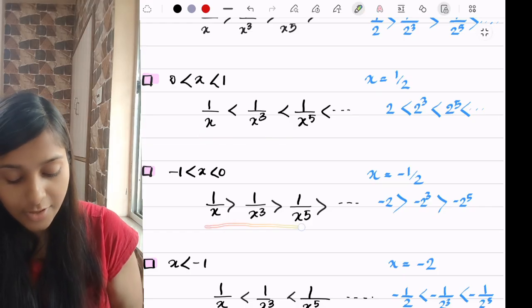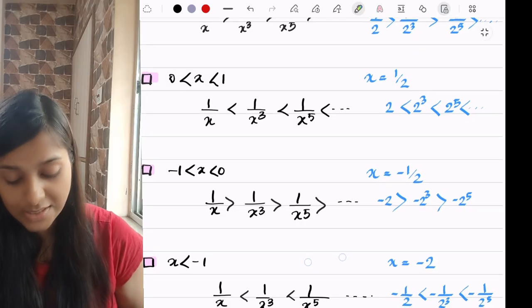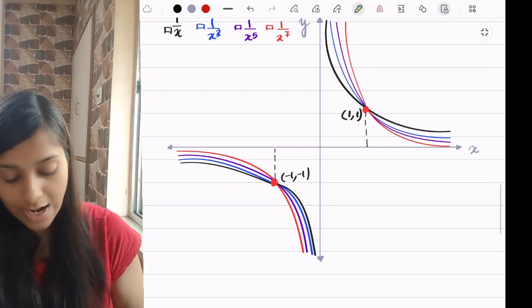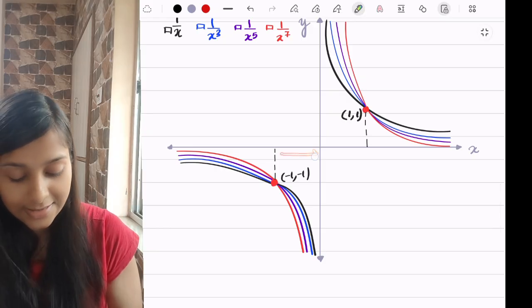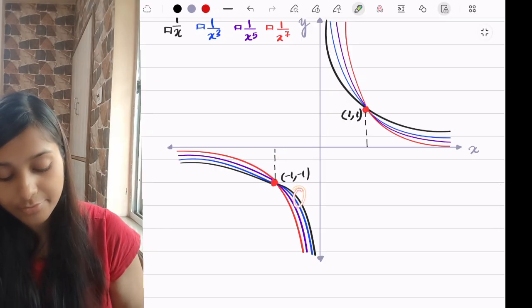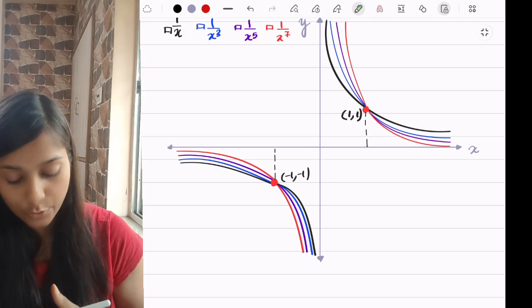For the next interval, from this condition we can say that 1 by x must be highest, and in the graph, again we can see that in this interval, which is minus 1 to 0, the black curve is at the highest position and the red curve is at the lowest position.